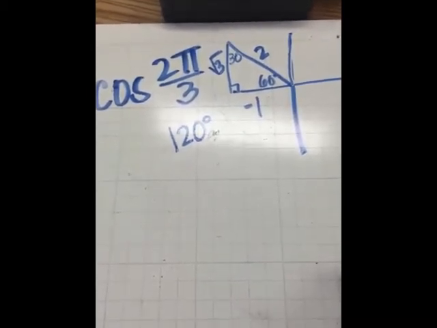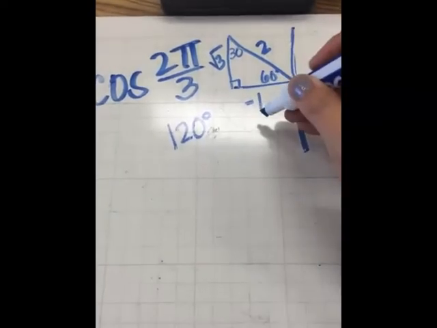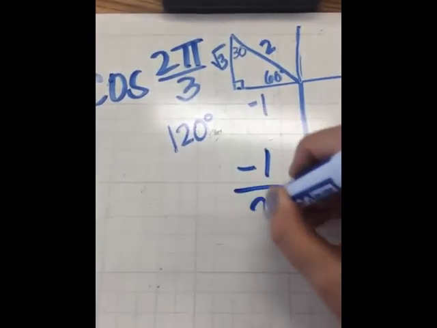So we have our right triangle created. Now we're trying to find cosine of 2 pi over 3. Cosine is adjacent over hypotenuse, -1 over 2.